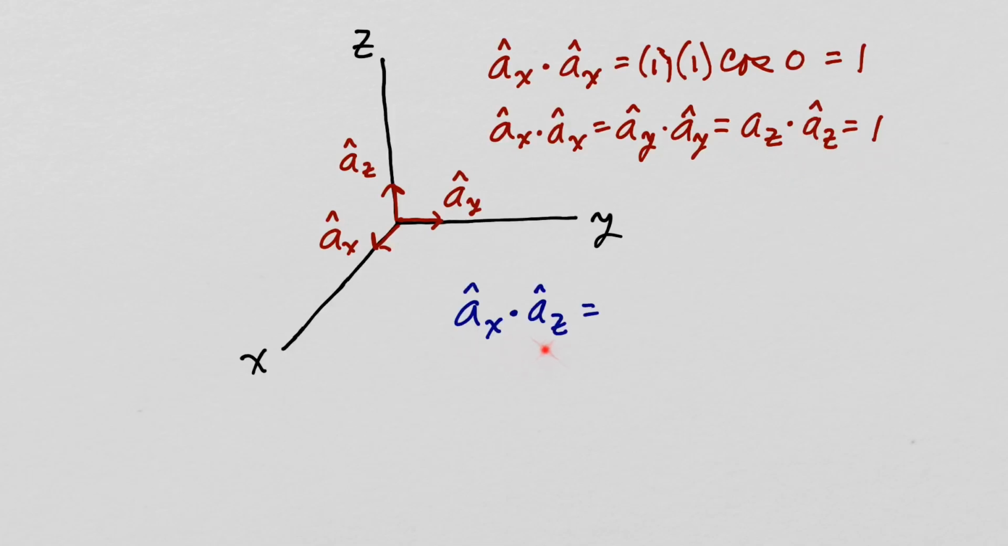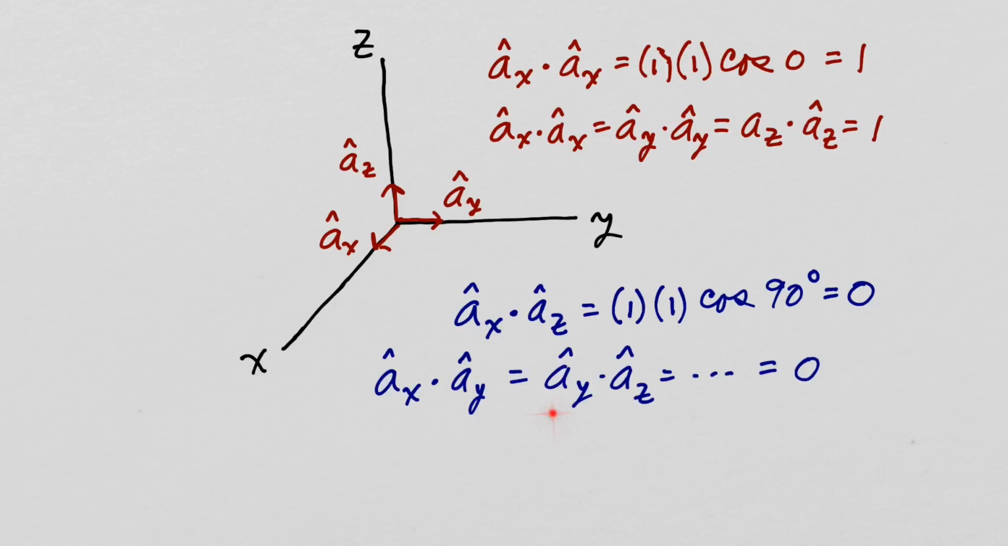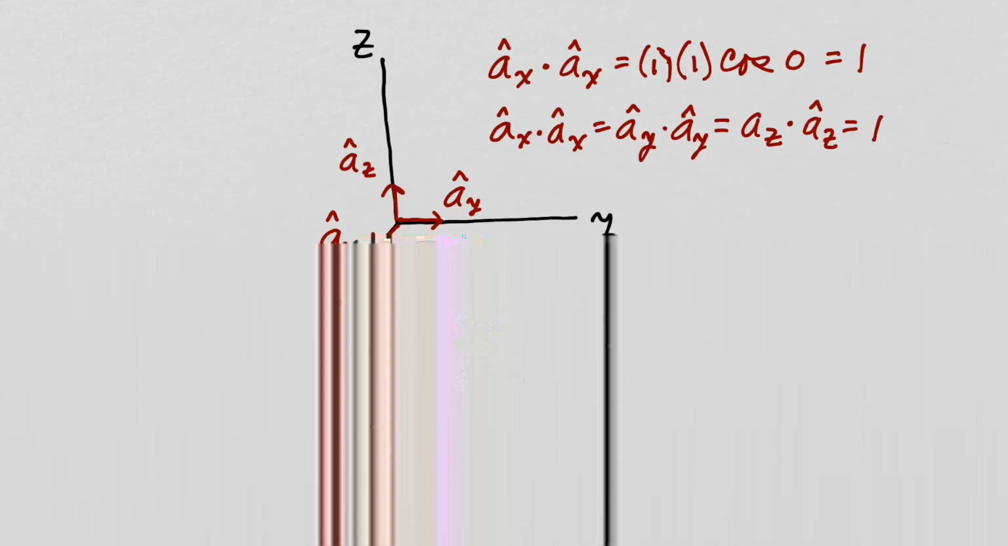Let's look at the dot product between two different unit vectors. So the magnitude of aX is 1, the magnitude of aZ is 1, and the angle between them is 90 degrees. Since the cosine of 90 degrees is 0, the result will be 0. So the dot product between any two different unit vectors is 0.